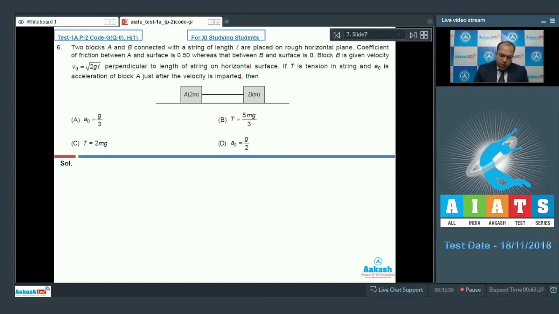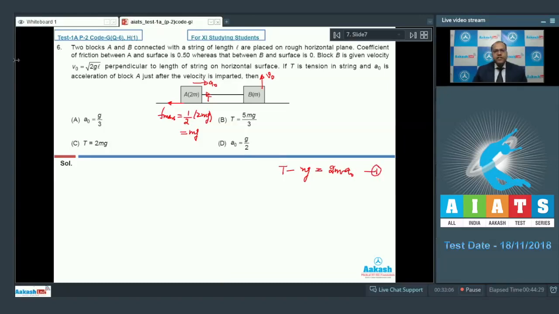So let the acceleration of block A in this direction be a0, and the velocity imparted perpendicular to the string at that moment is V0 in this direction. If I write the equation for block A, then tension T is acting in this direction and friction is acting in this direction, and the friction has reached its maximum value, equal to half into the normal reaction, that is 2mg. So on solving, it comes out to be mg. So T minus mg is equal to 2m into a0, that is my first equation.